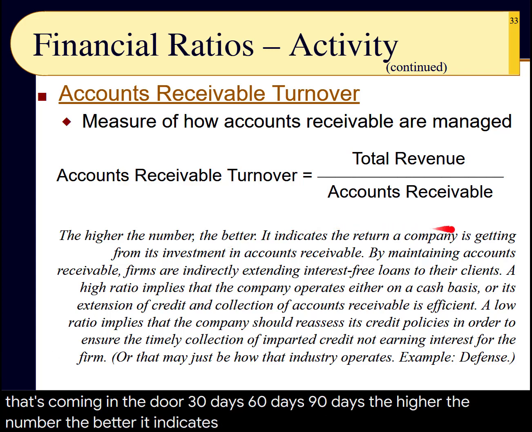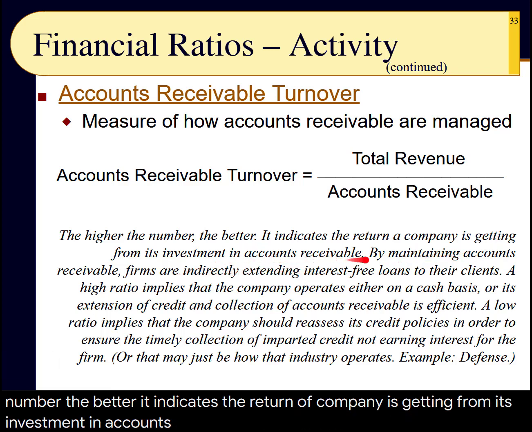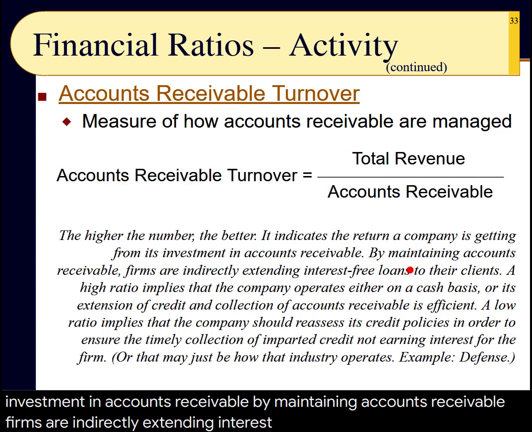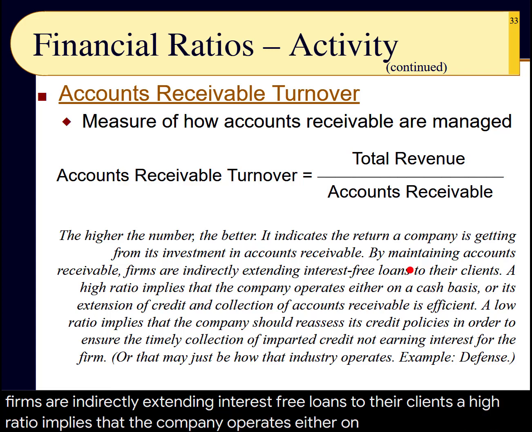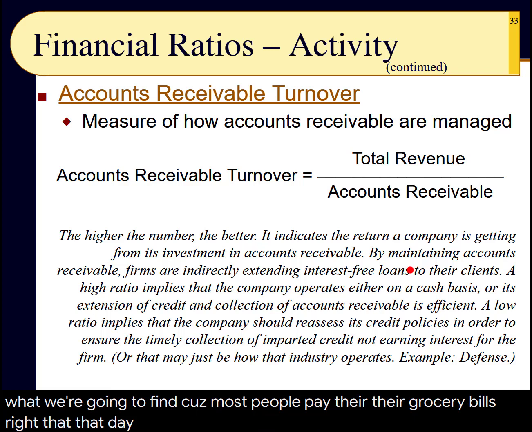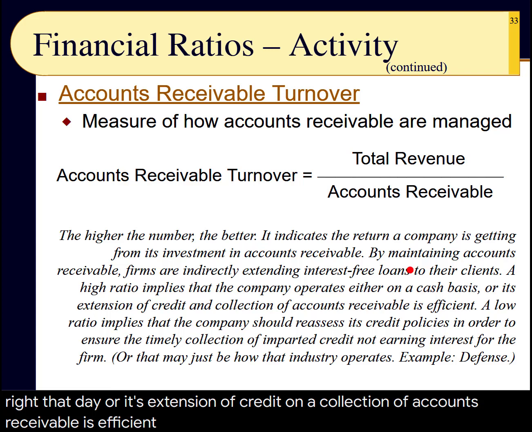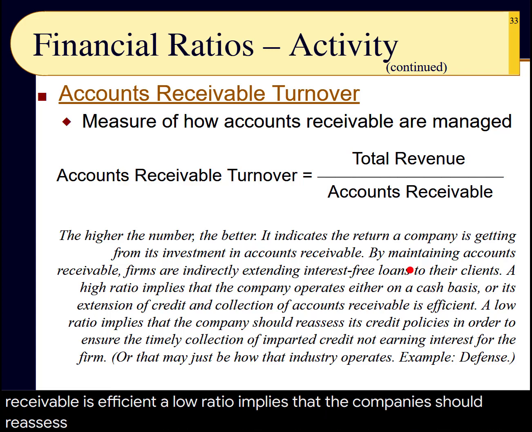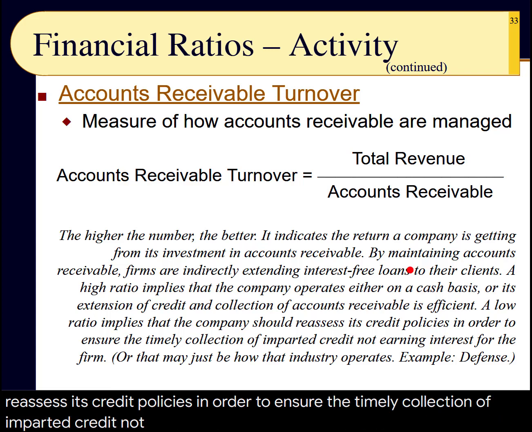It indicates the return a company is getting from its investment in accounts receivable. By maintaining accounts receivable, firms are indirectly extending interest-free loans to their clients. A high ratio implies that the company operates either on a cash basis, which is what we're going to find because most people pay their grocery bills right that day, or its extension of credit on a collection of accounts receivable is efficient. A low ratio implies that the company should reassess its credit policies in order to ensure the timely collection of imparted credit, not earning interest for the firm. Or that might be just how the industry works.